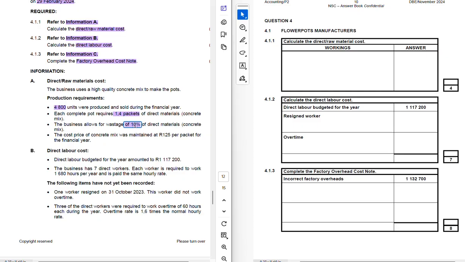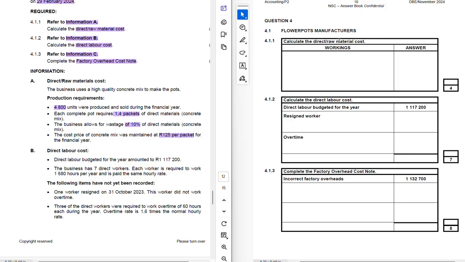So what does that mean? It means that we need to add an extra 10% on the total of the number of material required. Why are we doing so? It's to allow for that extra 10% of wastage that the business allows. So this 10% is a normal wastage. For that reason, it is considered in the calculation of raw material cost. The cost price of concrete mix was maintained at 125 Rand per packet for the financial year.